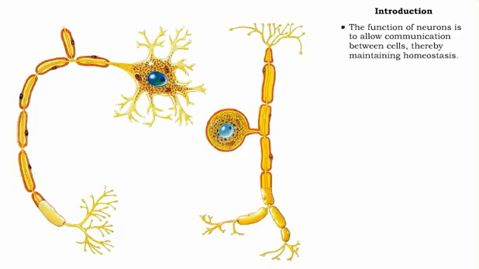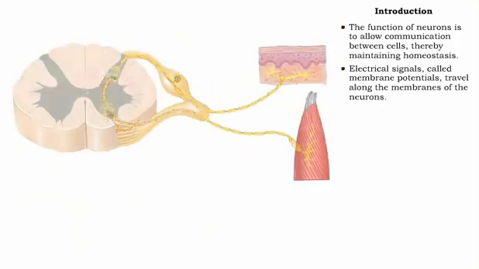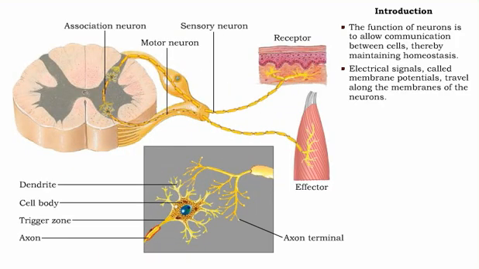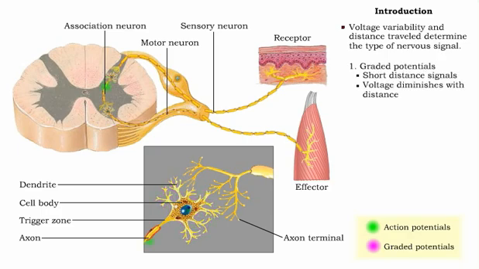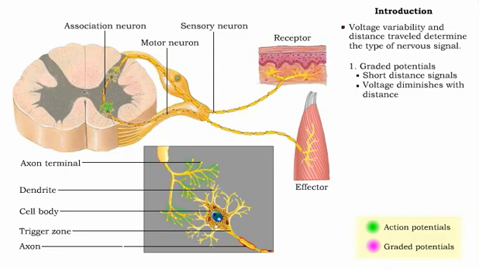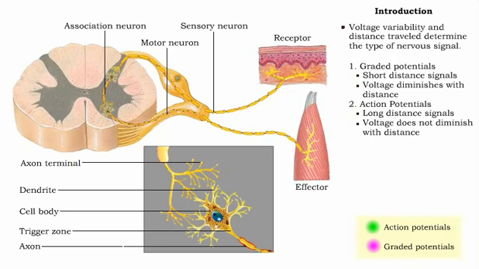The function of neurons is to allow communication between cells, thereby maintaining homeostasis. Electrical signals, called membrane potentials, travel along the membranes of the neurons. Voltage variability and distance traveled determine the type of nervous signal. Voltage-variable, short-distance signals are called graded potentials. Voltage-constant, long-distance signals are called action potentials.